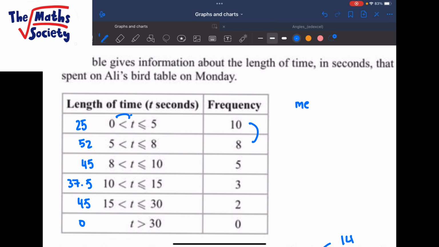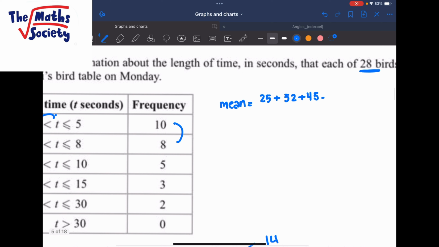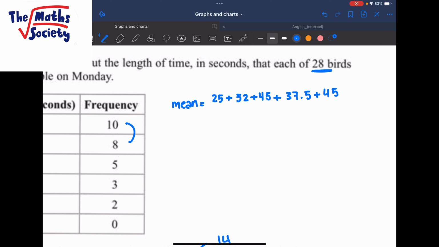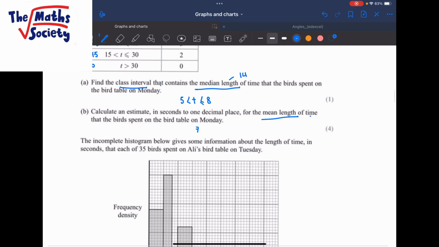So that's an estimated mean, equal to 25 plus 52 plus 45 plus 37.5 plus 45, divided by total frequency, which is 28. So that'll give you 7.304 seconds estimately. So here you can just give 7.304 seconds.